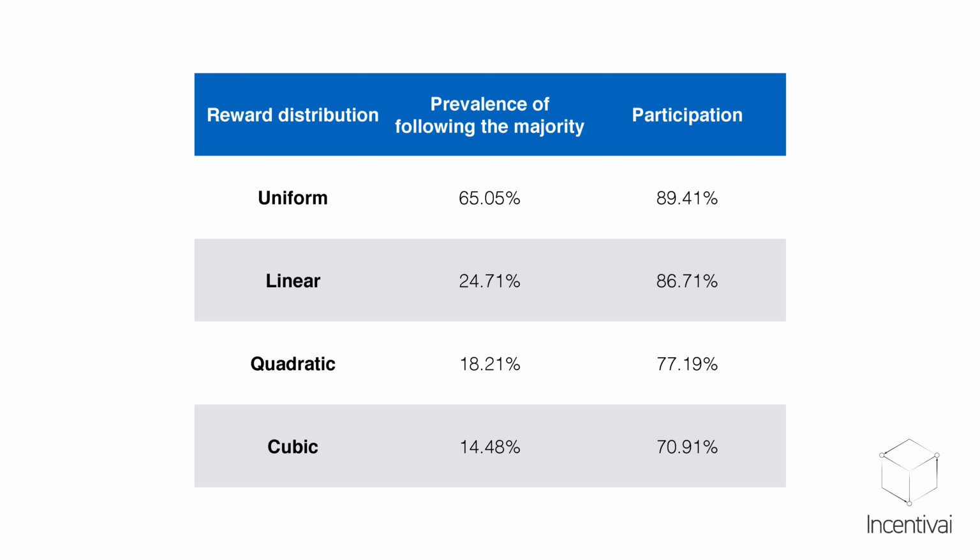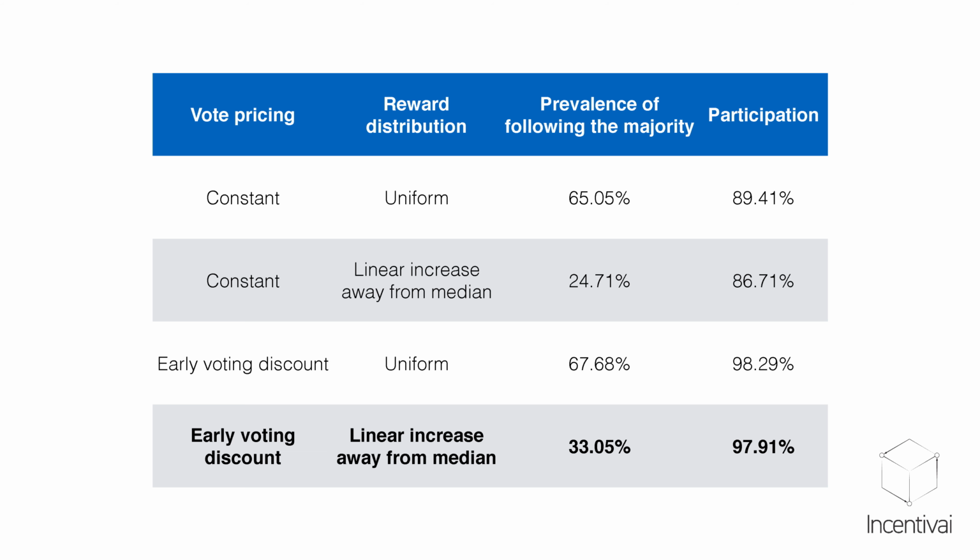But as we remember from earlier, introducing an early voting discount actually helped with participation rate. So maybe what we can do is take one of those, like the linear one, and combine it with the early voting discount to get the best of both worlds. And if we look here, this is what is happening. If we use both of those mechanisms at the same time, we can get a significant reduction in the prevalence of following the majority, but at the same time keep the participation rate very high. This could be the optimal setup that we were looking for.